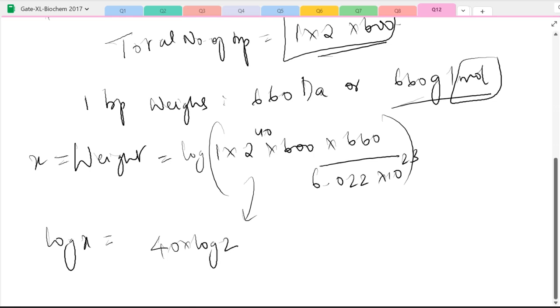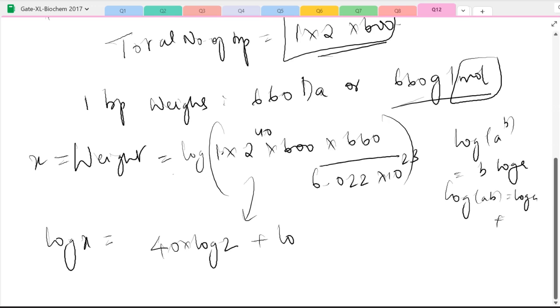If you know the formula for logarithms, that is log a^b equal to b log a. So log 1 is 0, and log of 2^40 is 40 into log 2. Plus, if you have log ab, it is equal to log a plus log b. So that's why when there is a multiplication, I'm just taking the log inside and then adding all the terms.